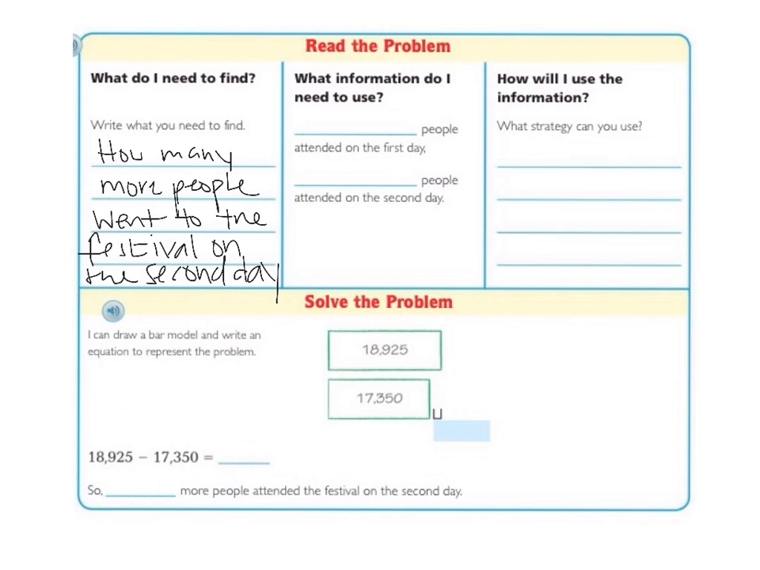All right, what do we need to use in order to find this? Well, we know that on the first day, look up above to your Unlock the Problem, 17,350 people went. And on the second day, 18,925 people went. The next box says, how are we going to use this information? Well, we are going to draw a diagram.